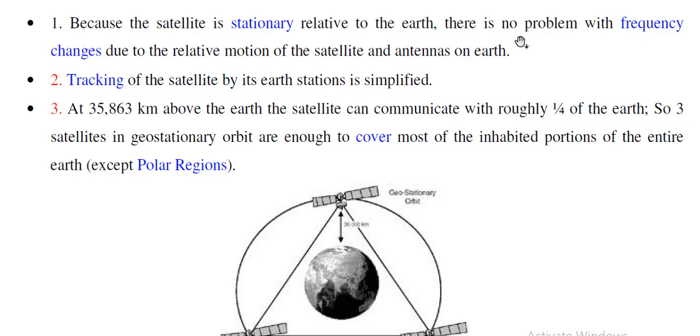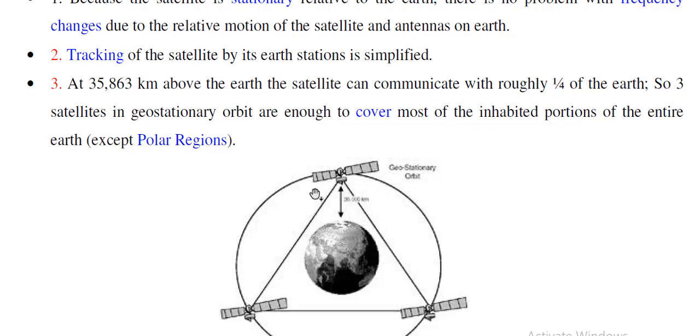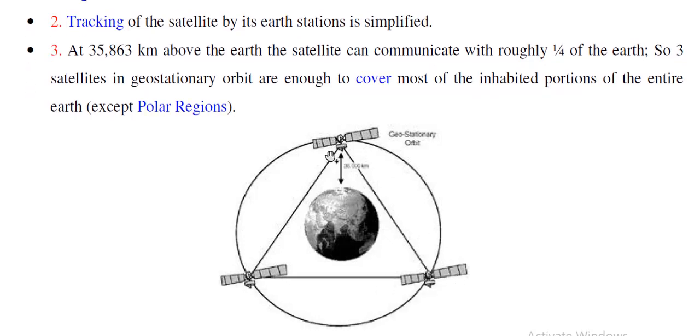And of course, if we have a fixed satellite and the frequency changes, or if we are using different frequencies, then we won't have any problem with the change of the frequency. And the third advantage is that above 35,000 kilometers, we need exactly 4 satellites to cover the entire Earth, but they usually use only, as you can see here, only 3 satellites in order to be able to cover the entire Earth.